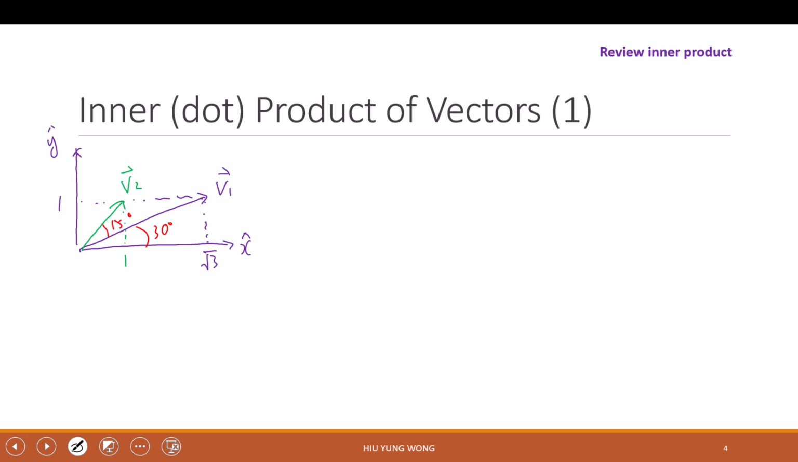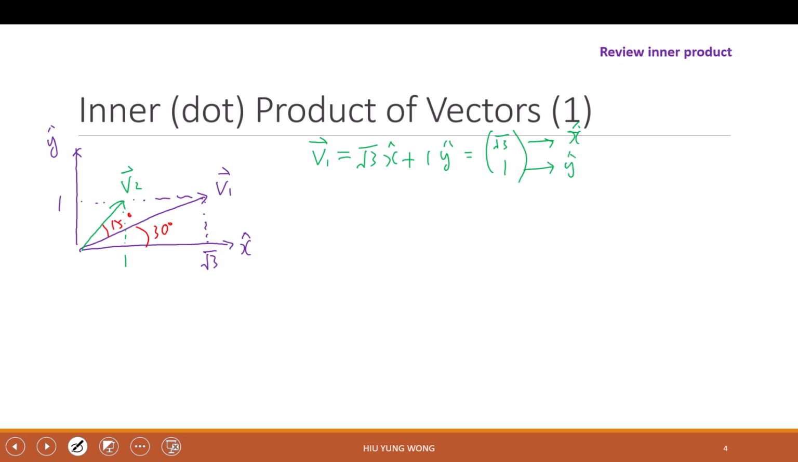Okay, so first let me write down what is V1. So let's take this as an example. What is V1 in terms of vector form? I mean in terms of X and Y. Square root of 3 X hat plus 1 Y hat. Okay. Now other student, how about in column form? How do I write it? Square root 3, 1. Thank you. And again, I write it because we all agree the first one refer to X hat, the second one refer to Y hat.